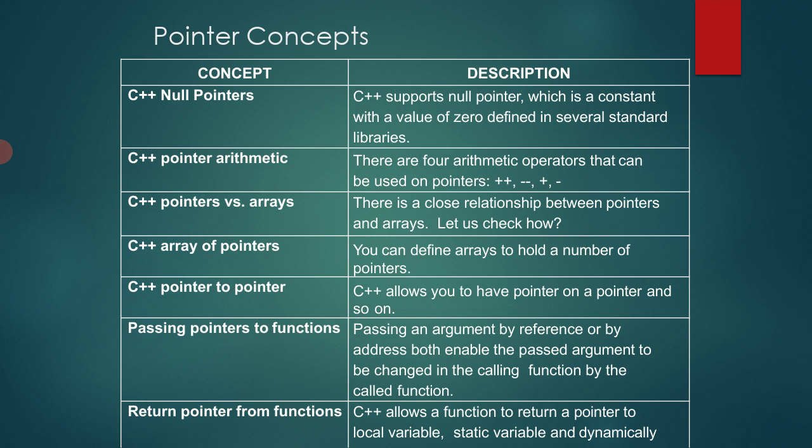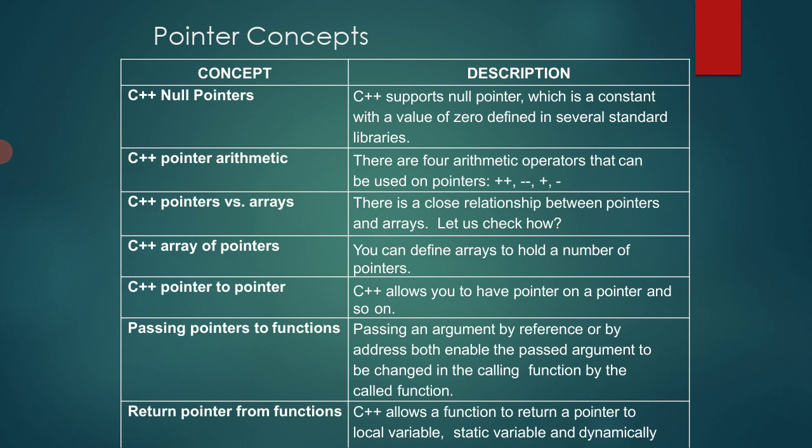C++ pointer to pointer. C++ also allows you to have a pointer on a pointer and so on. So this is again a new concept, pointer to pointer. So we can also create a pointer to pointer.